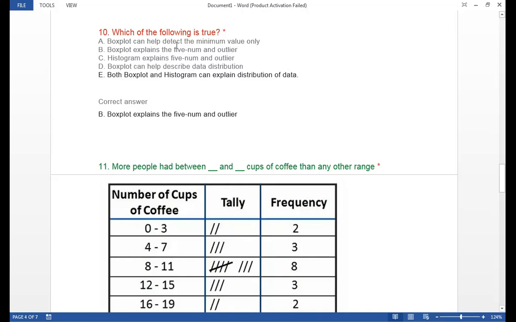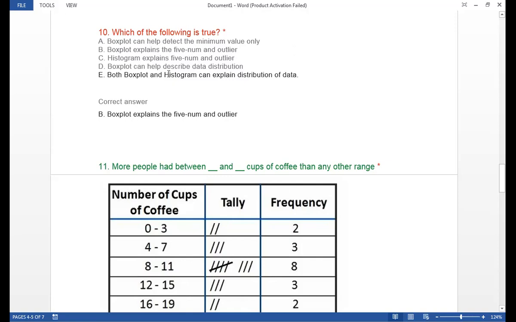This is actually okay. Remember, the 5 norm we are talking about here are the minimum, first quartile, median, third quartile, and maximum value. We call them the 5 norm because they are the important things that we need in box plots. Another thing is that box plot also shows you the outlier. In fact, I mentioned earlier that box plots and scatter plots are used to quickly recognize outlier. So option C, histogram explains 5 norm and outlier. This is wrong because histogram does not actually show you the 5 norms.